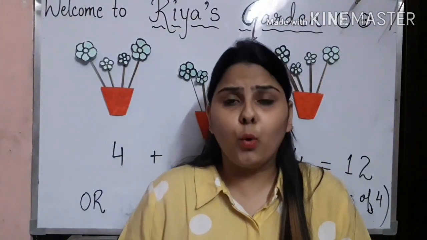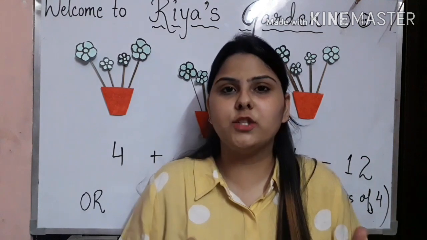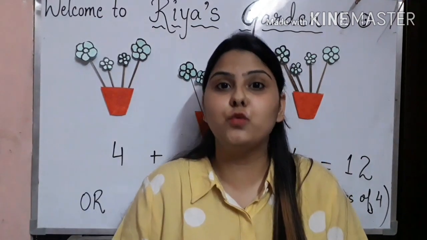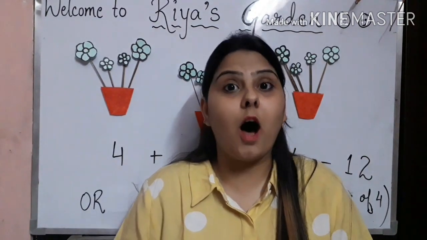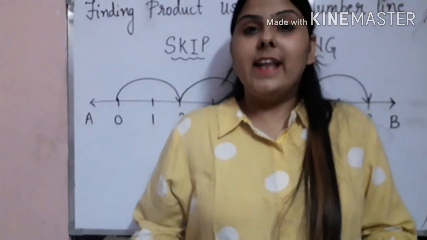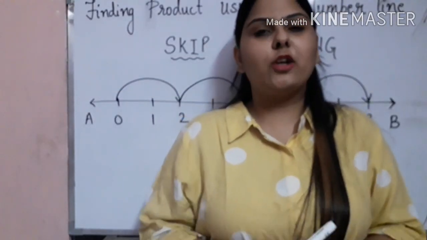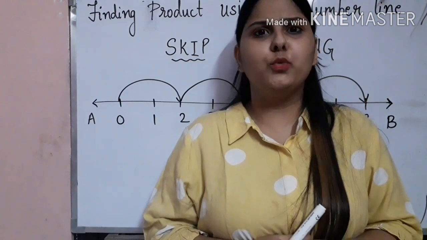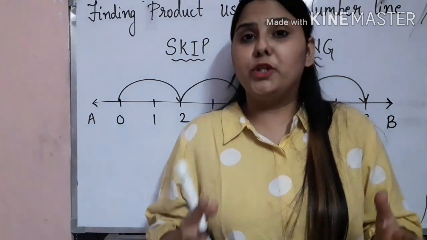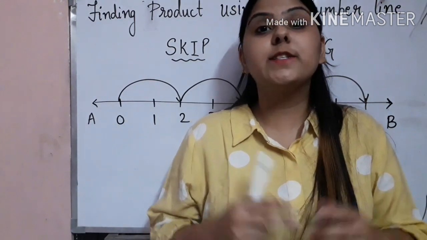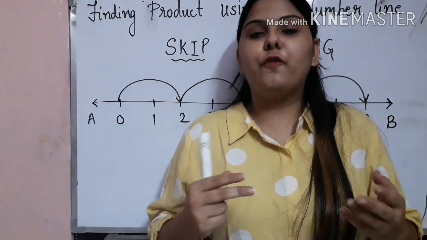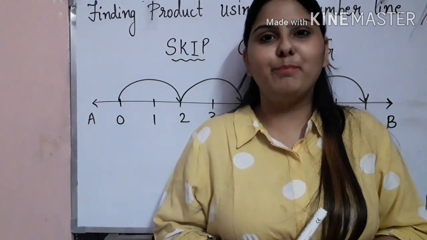Kids, do you know that there are a number of ways of finding out the product of 2 numbers, that is the answer of multiplication? Let us study how to find out the product of 2 numbers using a number line, which is based on the method of skip counting. So for this, let us take an example.